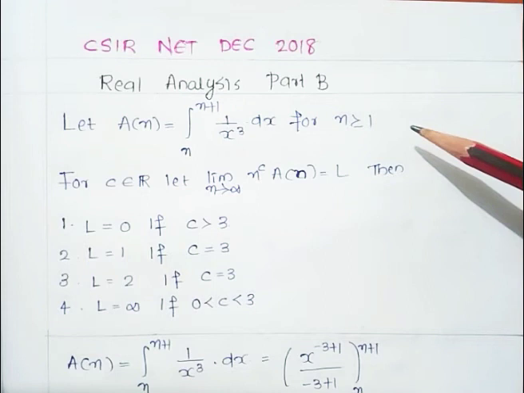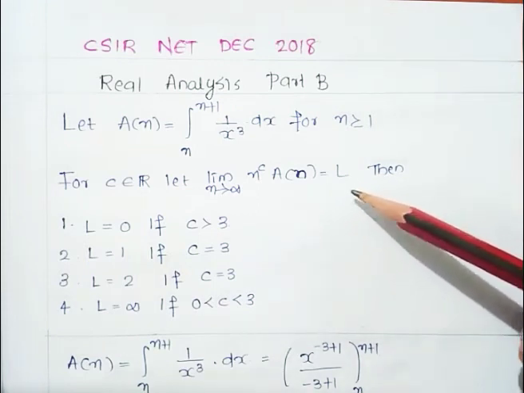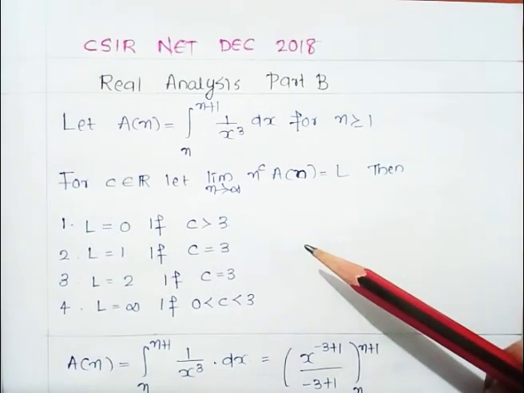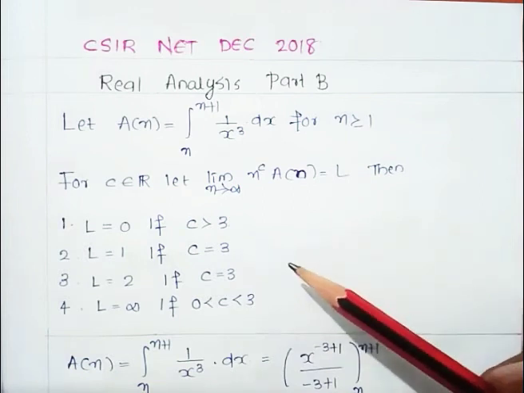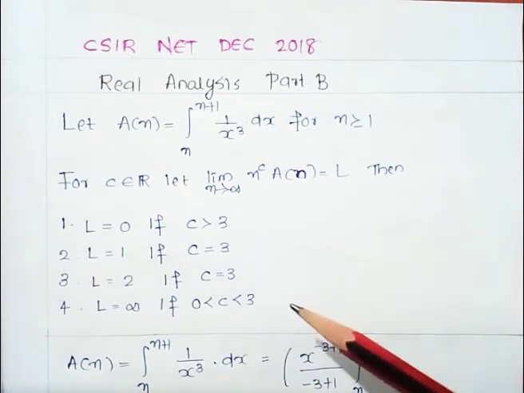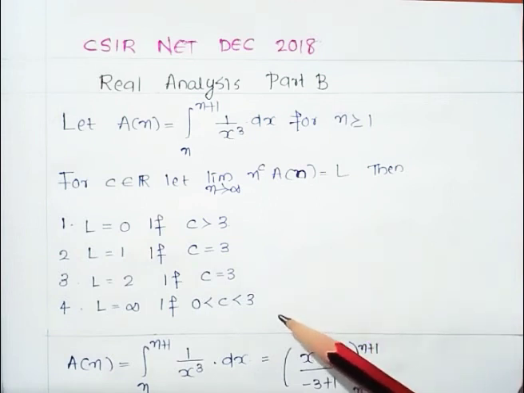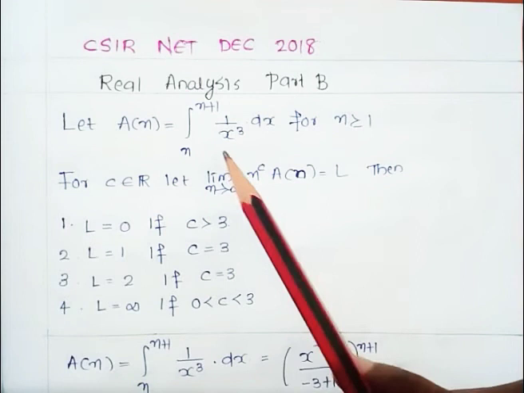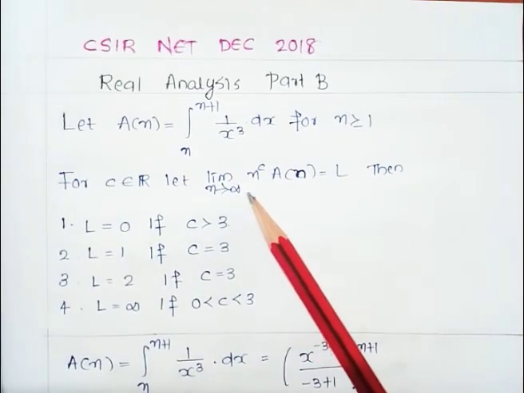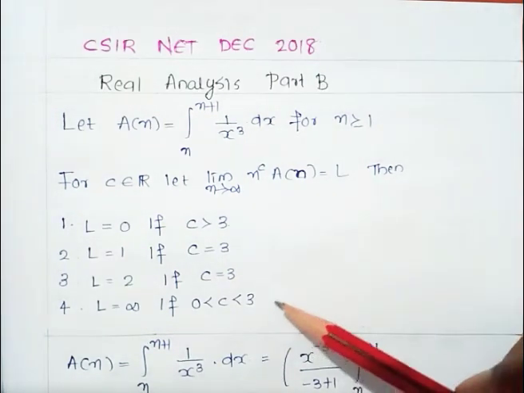For c belonging to R, let the limit as n tends to infinity of n^c a_n be equal to L. Then option 1: L is equal to 0 if c is greater than 3. Option 2: L is equal to 1 if c is equal to 3. Option 3: L is equal to 2 if c is equal to 3. Option 4: L is equal to infinity if 0 is less than c less than 3. So in this question, first we want to find a_n, then we want to find the limit as n tends to infinity of n^c a_n for the following cases.